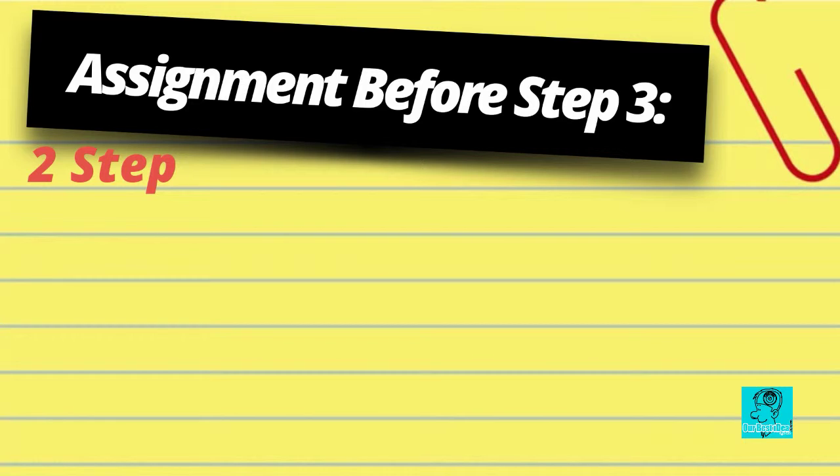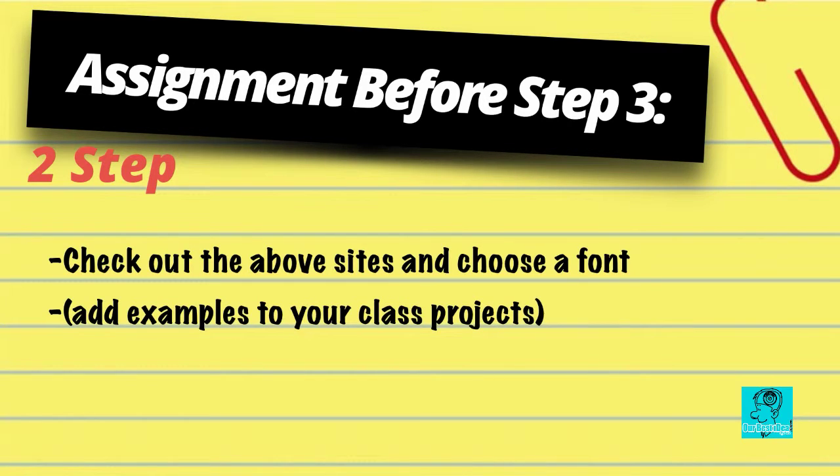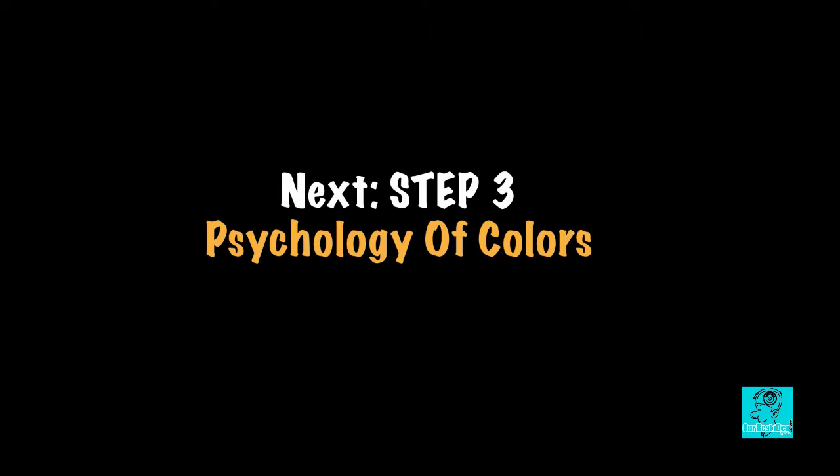All right, so assignment before step 3. For step 2, you're going to check out the above sites, Google or wherever you want to get some fonts from, and choose a font or a font pairing. Add examples to your class project. Then after you do that, we'll move on to step 3, psychology of colors. Don't forget to post in the class projects, and we'll see you in step 3.